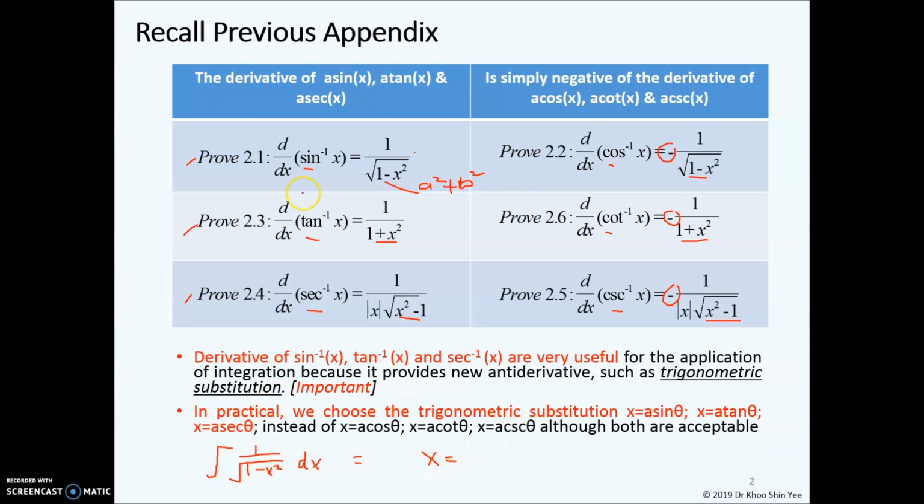For example, by referring to this proof 2.1, 1 minus x squared is relevant to sine, so we can let x equal to a sine angle with a constant a. There are three options that we can choose here. Either you choose the trigonometric substitution x equal to a sine angle, or x equal to a tangent angle, and lastly x equal to a secant angle. Since cos, cotangent, cosecant are redundant as shown in this relationship, we do not use them in this study. We only choose the first two.